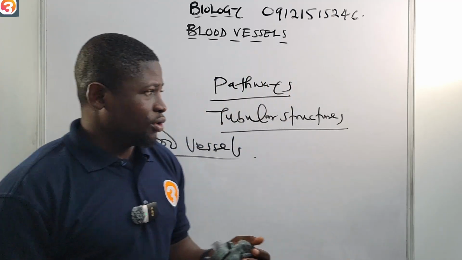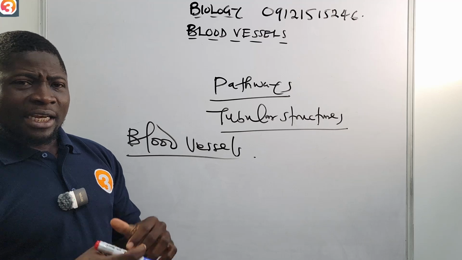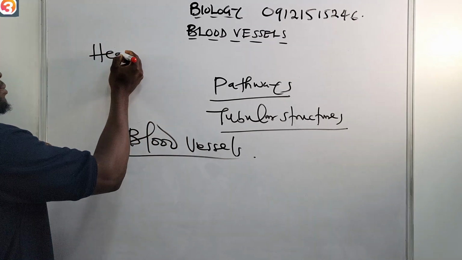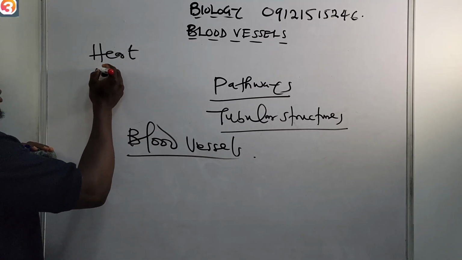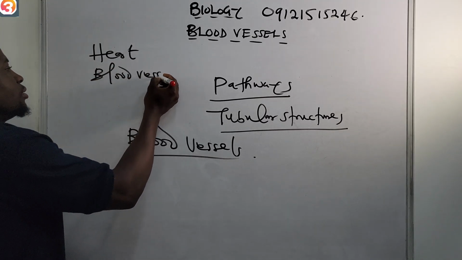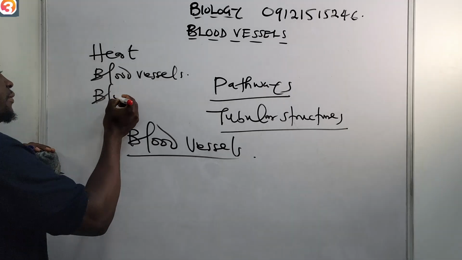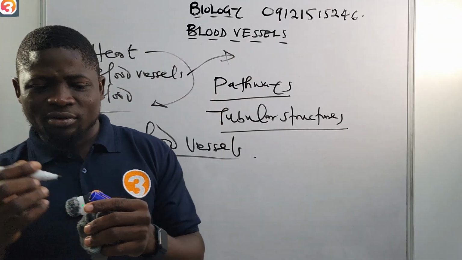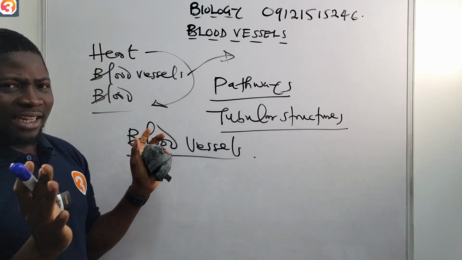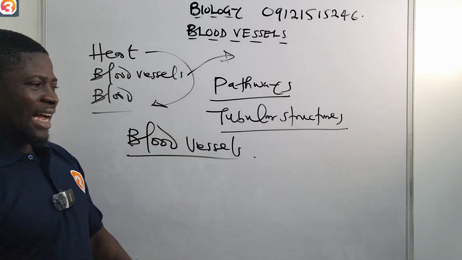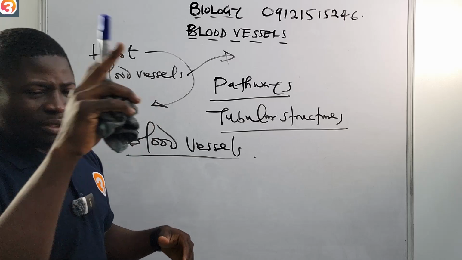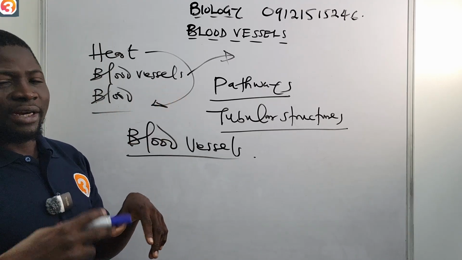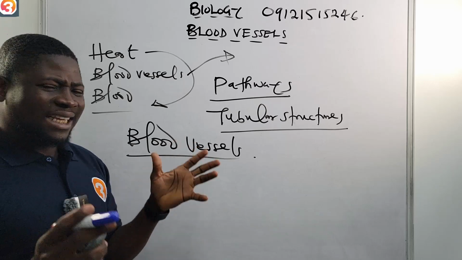Of course, you know that in our circulatory system we have the heart pumping blood, we have blood vessels, and then we have blood itself. The heart pumps blood through the blood vessels, which take the blood around the body. So that's our circulatory system in a nutshell.